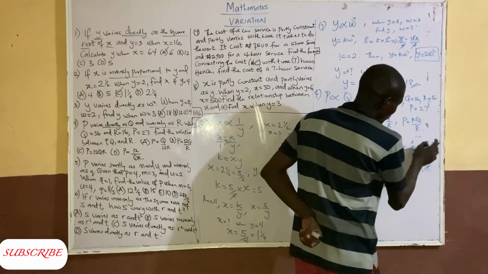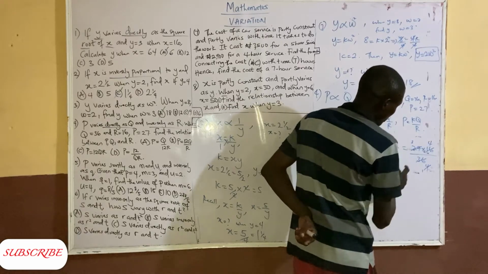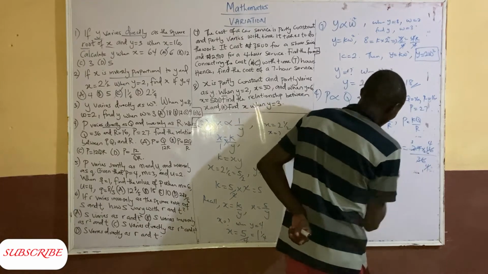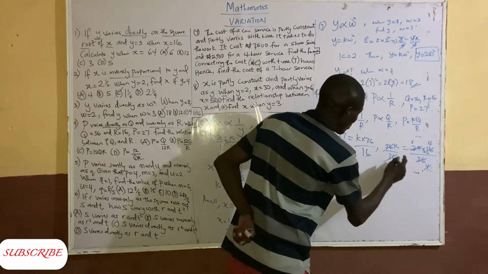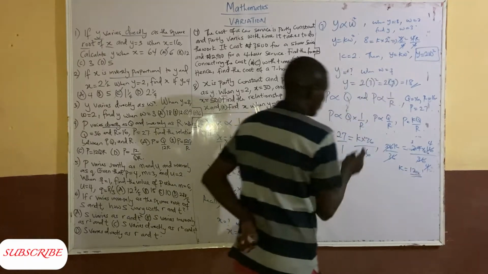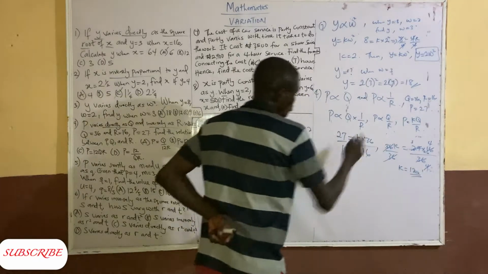Okay, 4 here 1, 4 here 4. So that's that. 9 here 3, 9 here 4, 4 here 1, 4 here 4. So we have K equal to what? So your K here is equal to 12. So if K is equal to 12, go back to your relationship.